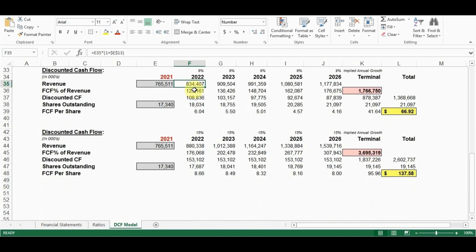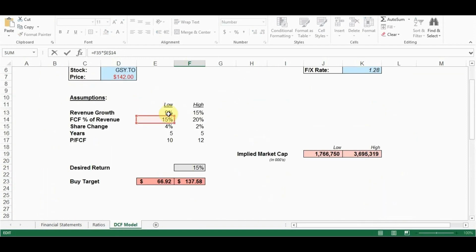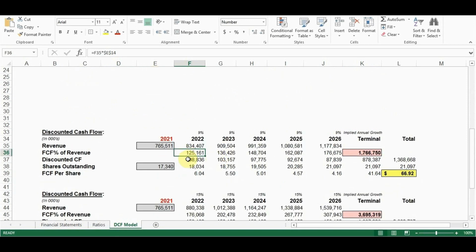But let's go back. So basically the formula for these, it's all the same. It's this times your free cash flow margin. Next, we have your discounted cash flows. This is basically where the magic is. And actually, wait, let me talk about the terminal multiple first.